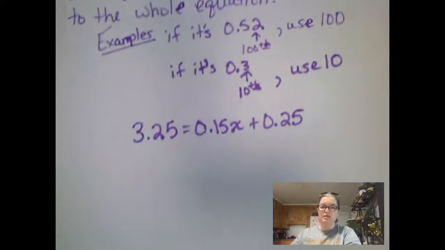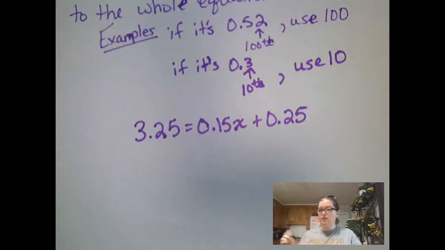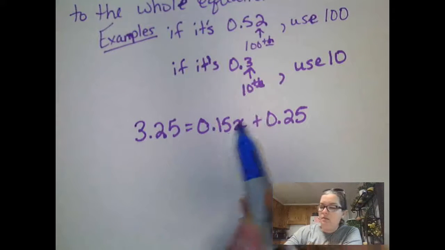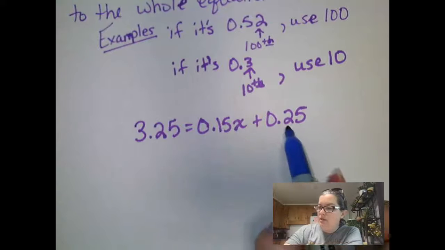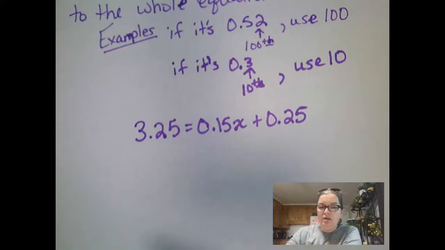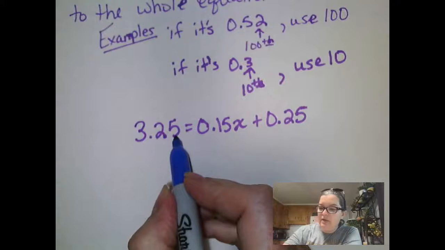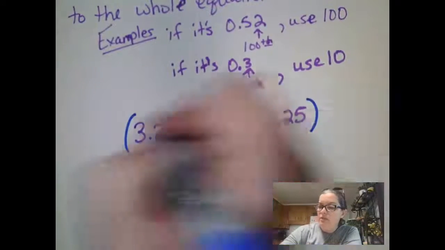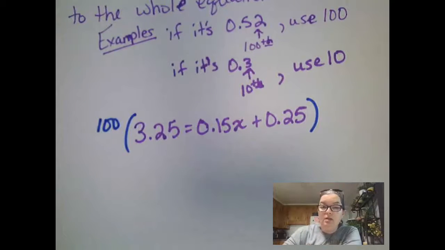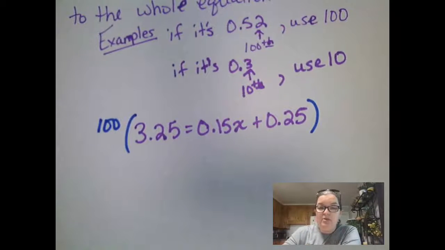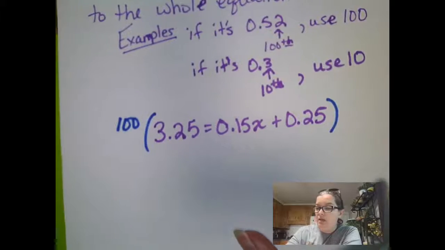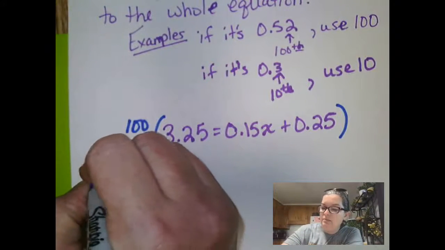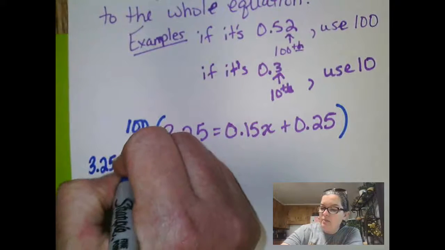Alright, so let's use this equation as an example. Notice on this one we have 2 digits. Here we have 2 digits, and then here we have 2 digits. So that 2-digit place value, this is the hundredths. So I'm going to multiply the whole equation by 100. Very similar to the way we multiplied with fractions. And I'm going to take this 325 out to the side so you can see what's actually happening. 3.25 times 100.